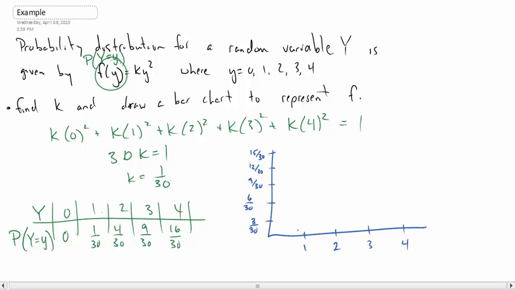So the bar above a 1 will go about 1/3 of the way up. The bar above 2 is going to go a little bit higher than 3/30. A bar above the 3 would go up to 9. The bar above the 4 goes up to 16, so a little bit higher than my last mark there. And there is my bar graph that is representing this probability distribution.